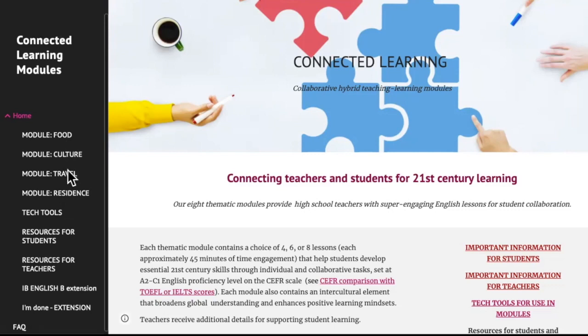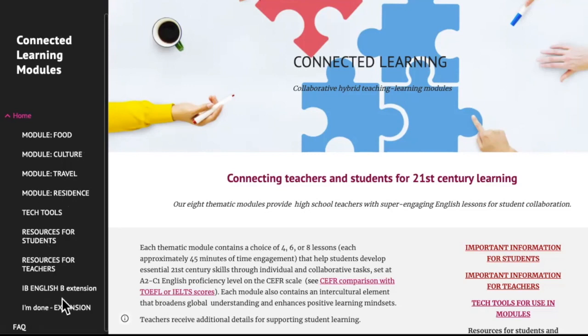Today we are going to explore food, culture, and travel, and you will be able to choose the breakout room and the topic that you want to join. So be ready to click when the time comes. You will also see that there are tech tools, resources for students, and resources for teachers over here.